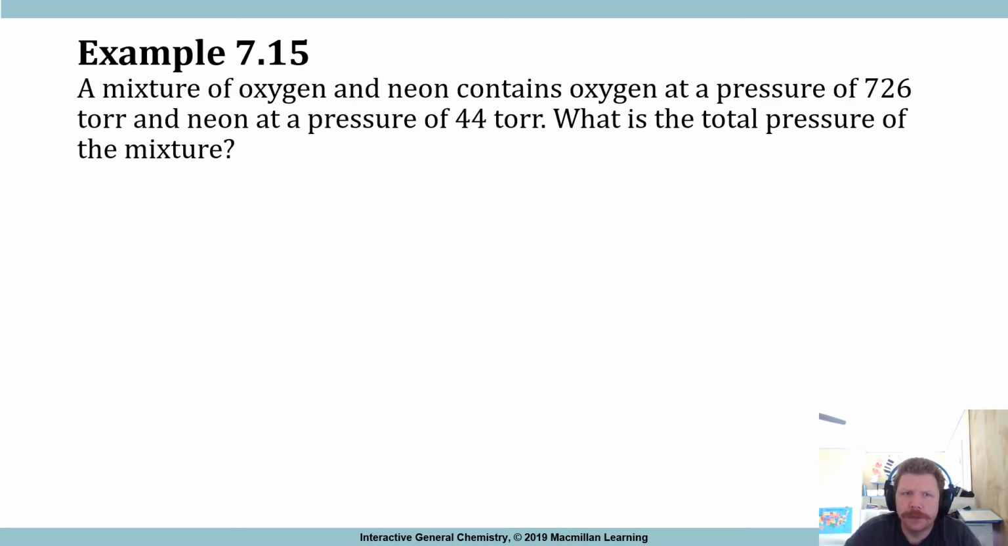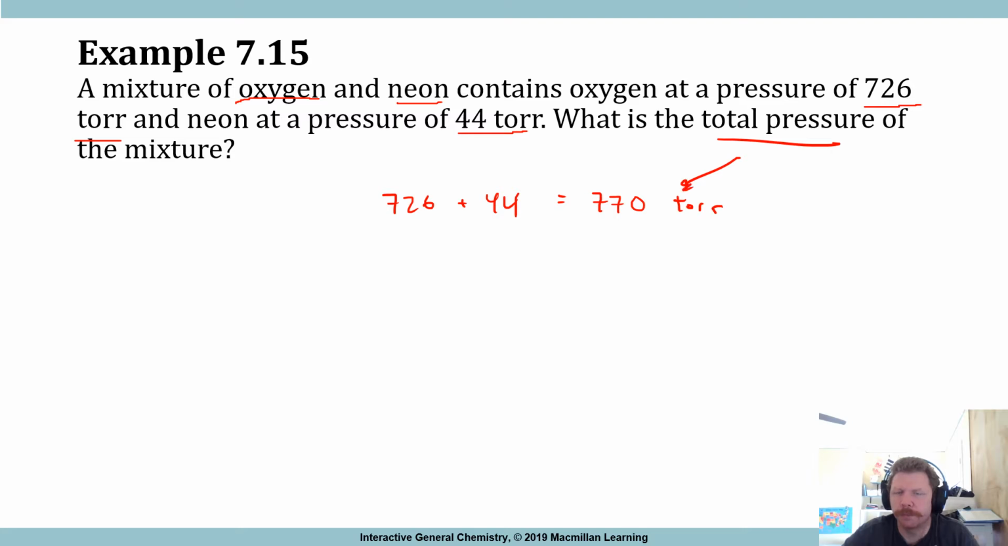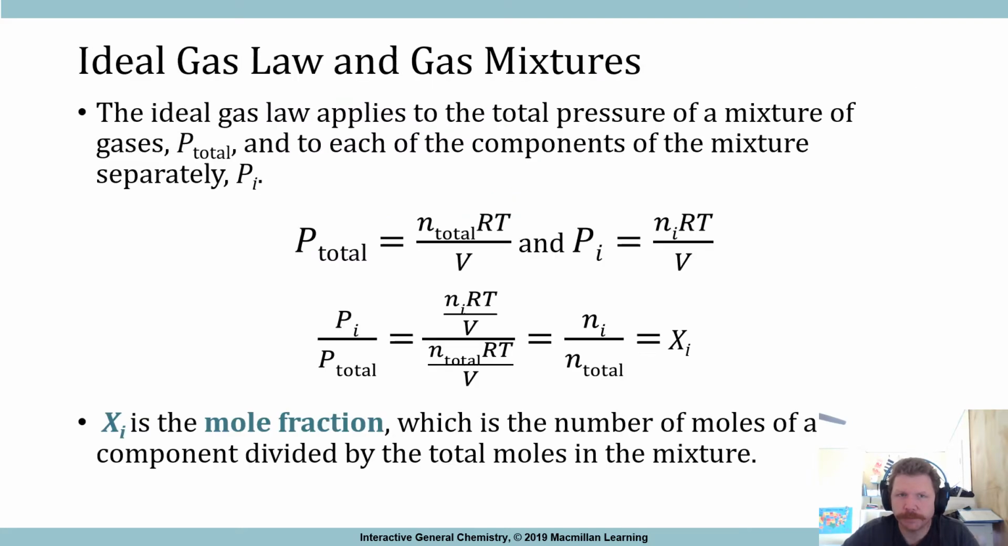Now, to illustrate this concept pretty simply, a mixture contains oxygen and neon. This contains oxygen at a pressure of 726 torr and neon at a pressure of 44 torr. Now, what's the total pressure for this mixture? Well, we've got our two pressures. 726 plus 44 equals 770. So that's the total pressure for that mixture, the pressure of individual gases combined.